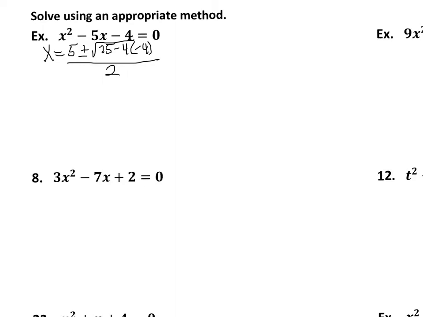Negative 4 times negative 4 is 16. 25 and 16 is? 25 plus, it's a plus, right? 25 plus 16 is 41. Done. Move on.